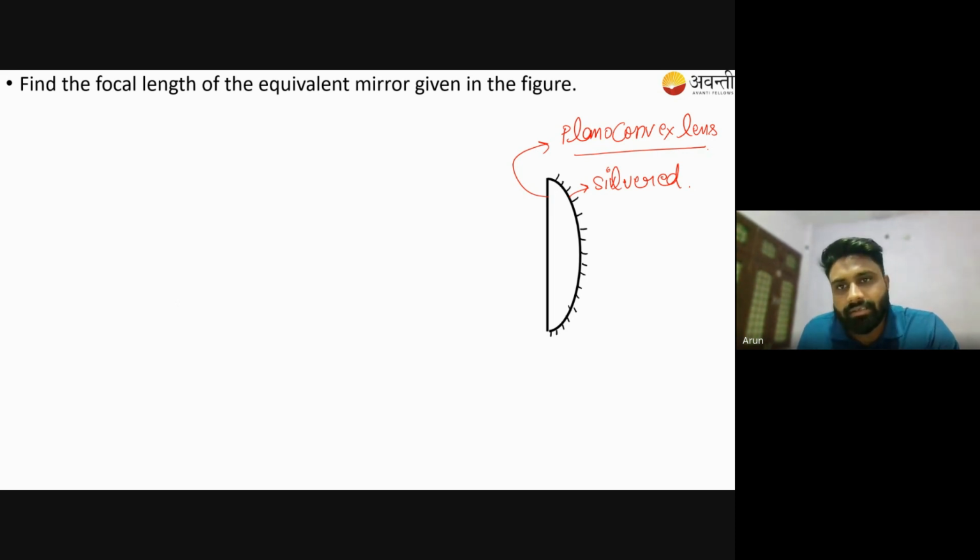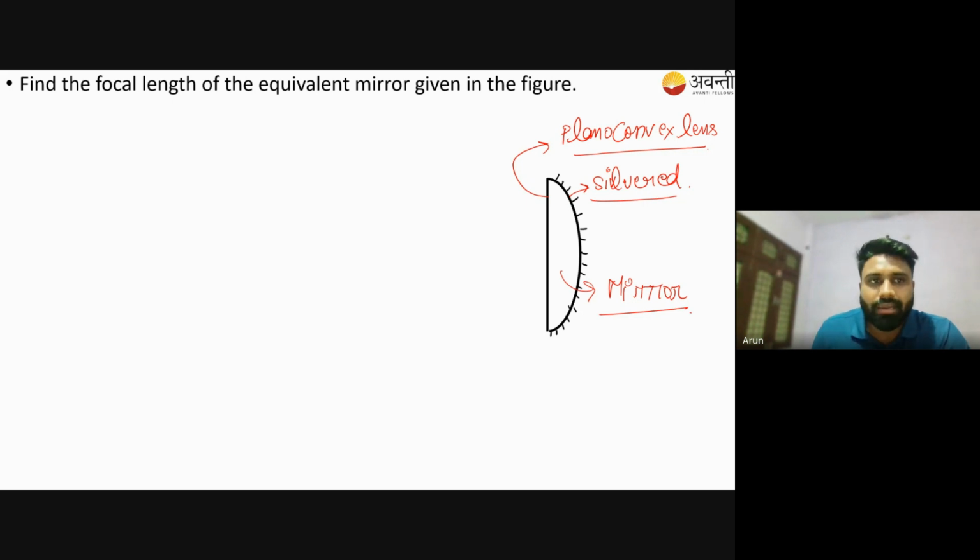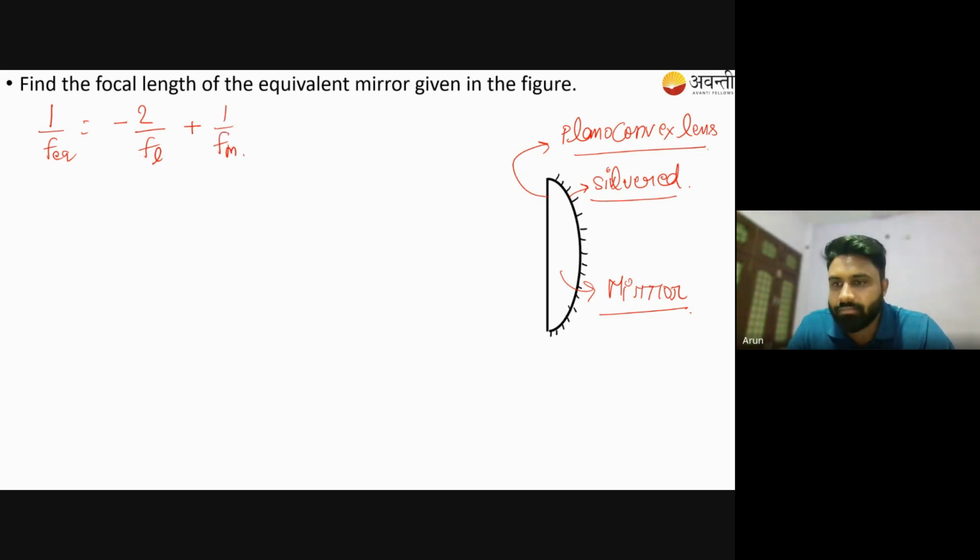So here the convex part of this lens has been silvered, so no refraction can take place, because when light comes, it is totally reflected. Got it? Okay. So this system will behave as a mirror, but it is not a normal mirror. We have to find the focal length of this, and we have the formula 1 upon F equivalent is equal to minus 2 by FL, the focal length of the lens, plus 1 upon FM, the focal length of the mirror.